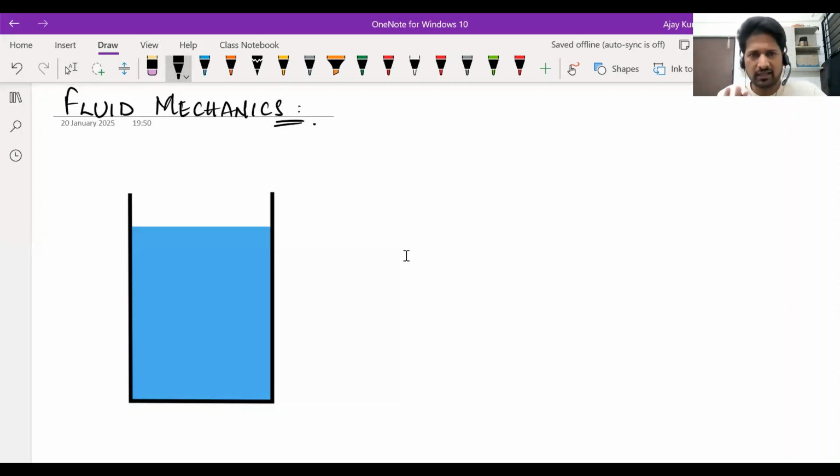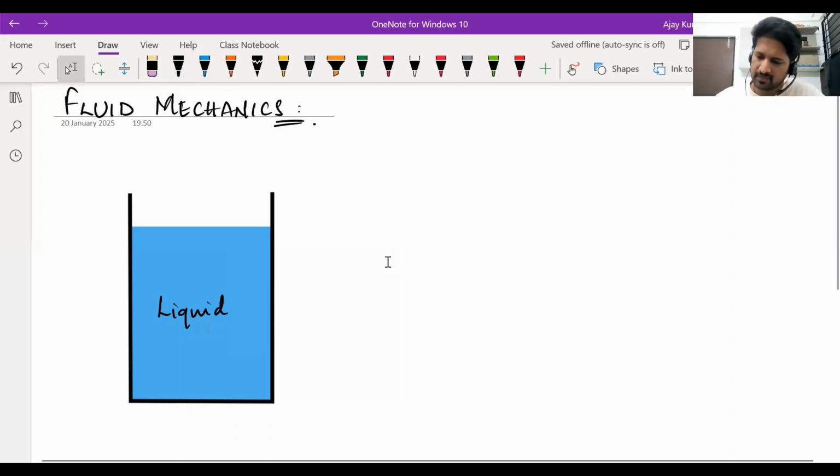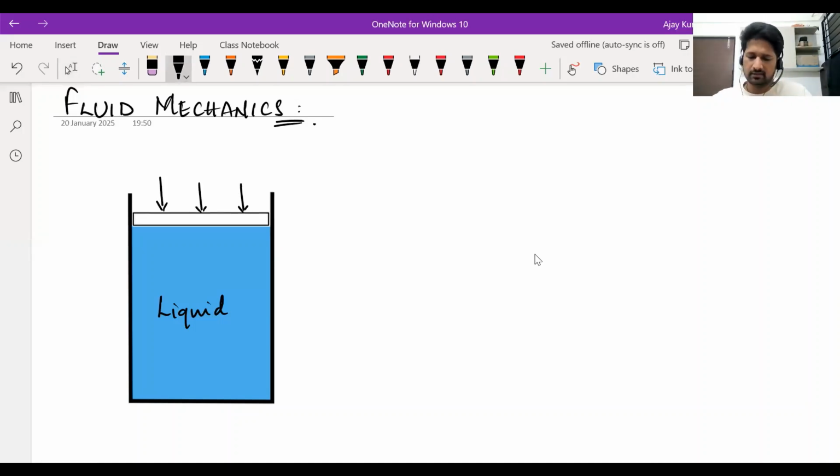Consider a liquid, for example. This is the side view of a container filled with liquid up to a certain level. Now, imagine placing a piston over the surface of the liquid. Imagine the entire surface is covered with a piston like this, and you start applying a downward force on the piston. One of you tell me what will happen. We cover the entire liquid surface with a piston and start pressing it down with a certain amount of force. What will happen?